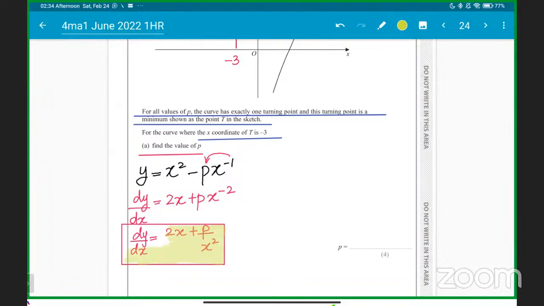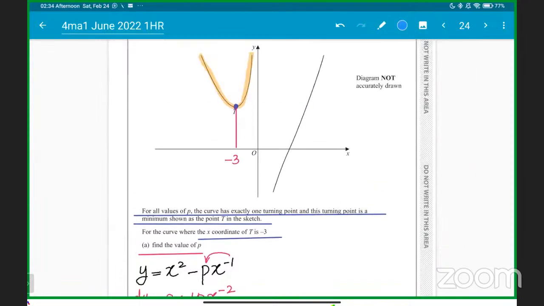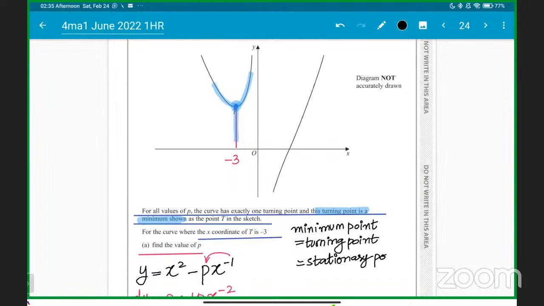We have to put the x value there to simplify further. So what I've done at the moment is the differentiation for the point where t is a minimum point. It's written there, t is a minimum turning point. Minimum point basically means turning point, which is equal to stationary point, and stationary point equals gradient is equals to 0.